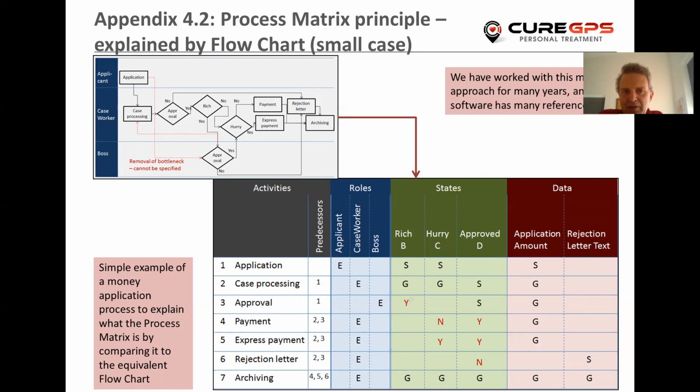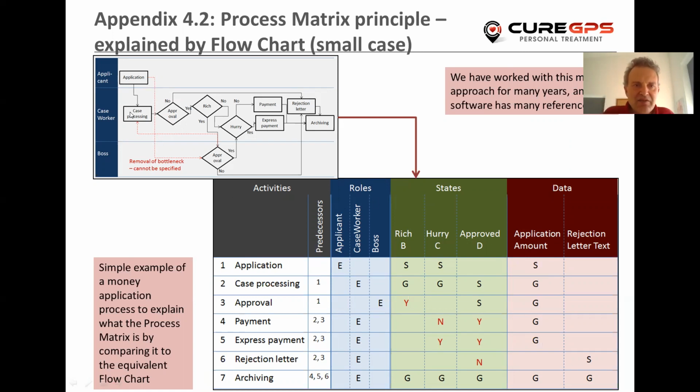As an example, we have the same flow chart to the top left, expressed as a process matrix to the bottom right. So each activity in the flow chart is diagrammed as a box. Here, application is one activity, and you see it here as one row. You see that the applicant is the role active in the application, and you see it here because it has an execute role for the applicant for that row and nothing for the others. You then see that it sets the variable rich and the variable hurry and the variable application account.